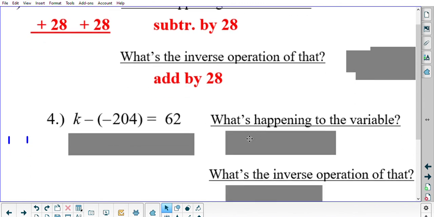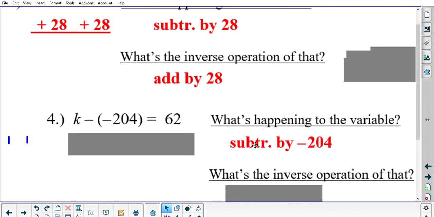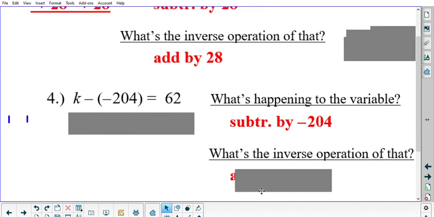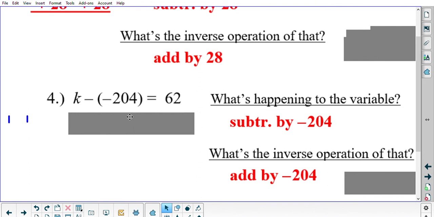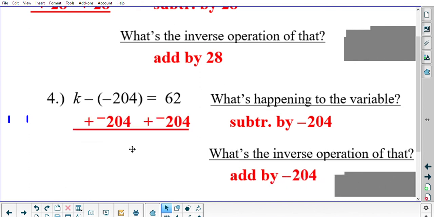Problem number 4. What's happening to the variable? It's being subtracted by a negative 204. Make sure you have the negative sign. What's the inverse? Adding by negative 204. Please check. Is that exactly what you did on both sides? What we said in words. The inverse was to add by negative 204. That's what you should have done on both sides. Do we have subtraction? Well, on the original problem, we had subtraction of negative 204. So that's going to become adding a positive 204 because subtraction becomes adding the opposite.